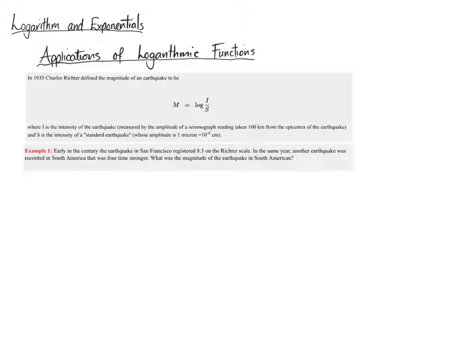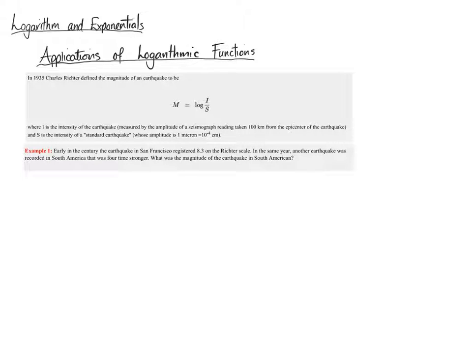That's just because we use decimalized base 10 units for most things. Where I is the intensity of the earthquake measured by the amplitude of a seismograph reading taken 100 kilometers from the epicenter of the earthquake, and S is the intensity of a standard earthquake, whose amplitude is 1 micron, which is equal to 10 to the minus 4 centimeters. Right, so we've got an example here.